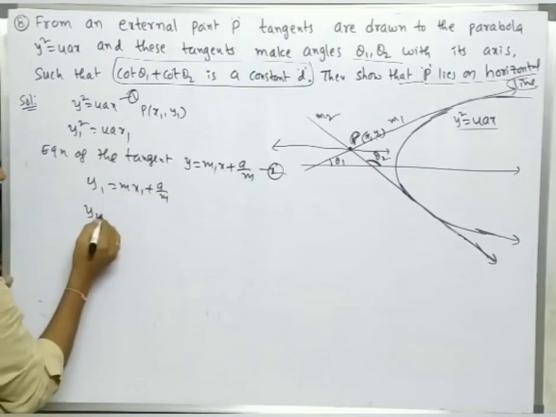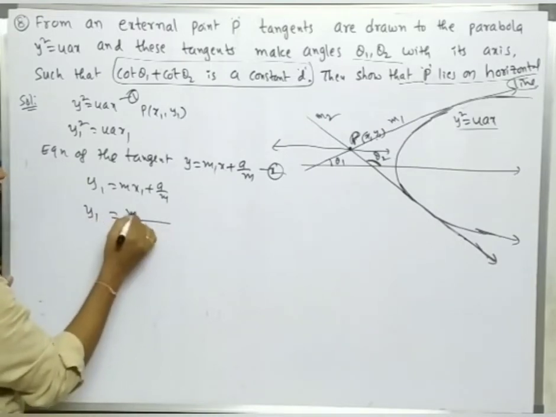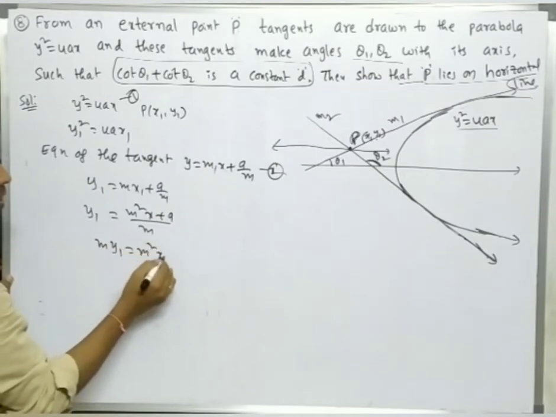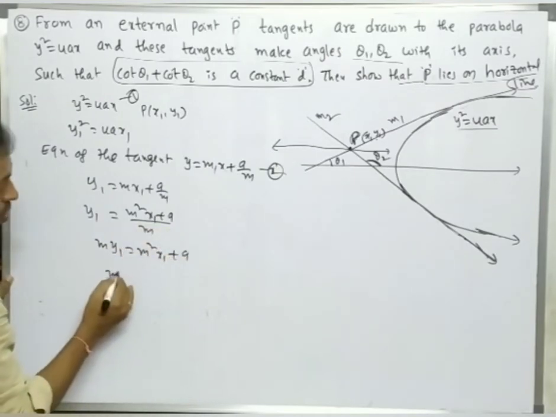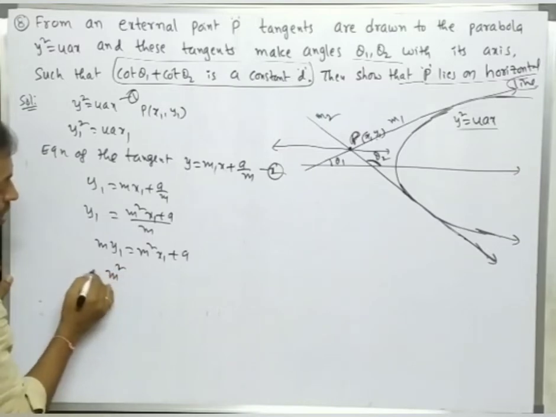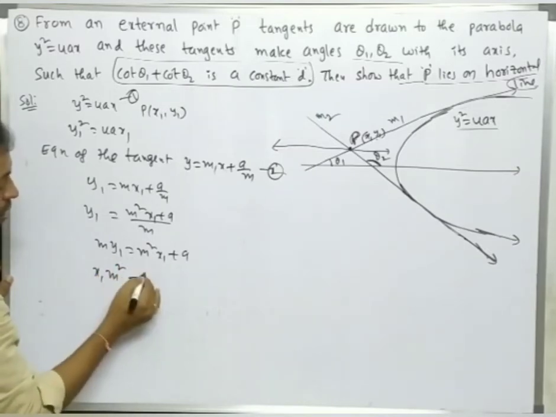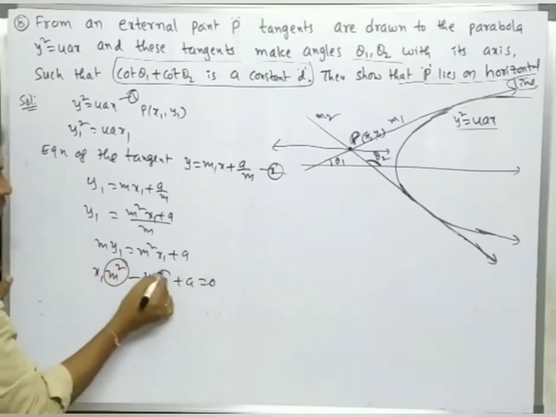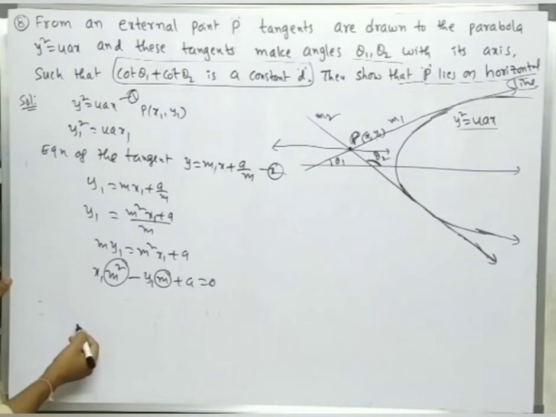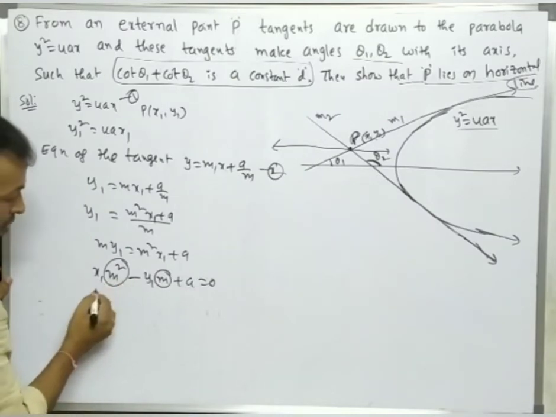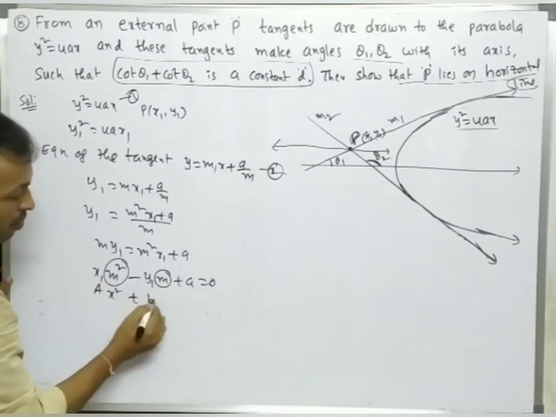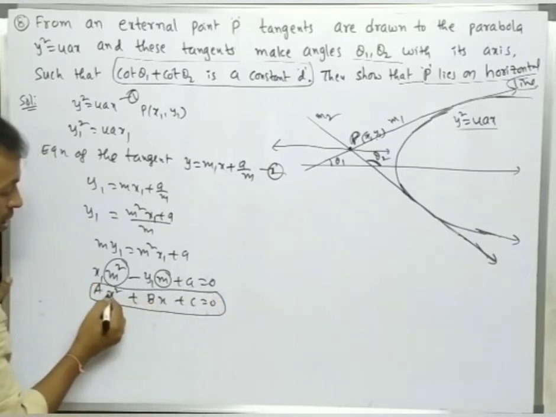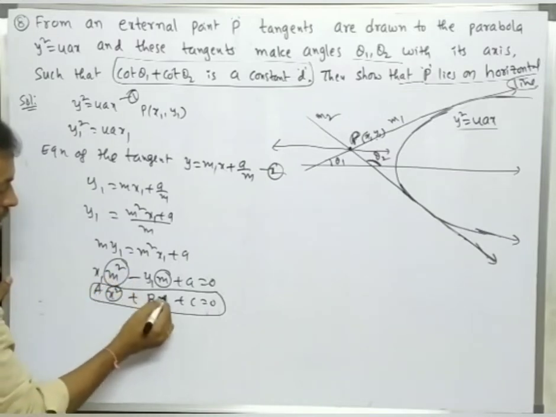Do cross multiplication and LCM and rearrange the terms. You will get my1 is equal to m square x1 plus a. So x1 m square minus y1 m plus a is equal to 0. So this is a quadratic equation in terms of m, right? Of the ax square plus bx plus c is equal to 0 type. Okay, so compare. This is x m square, x m.